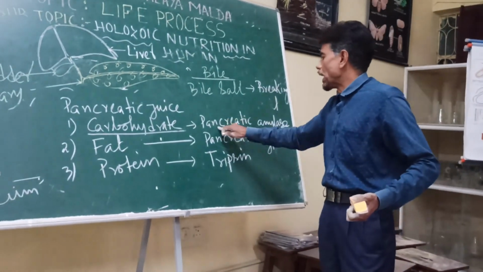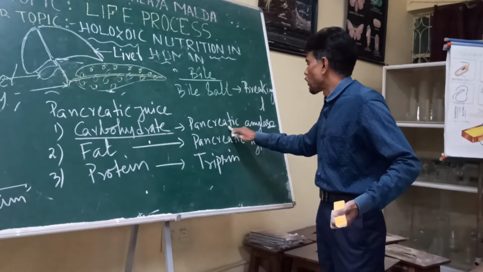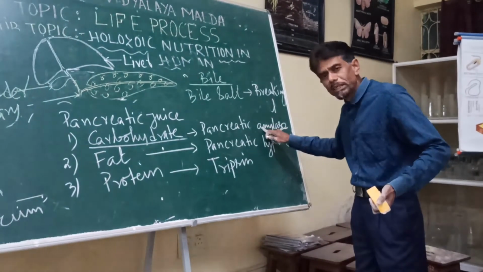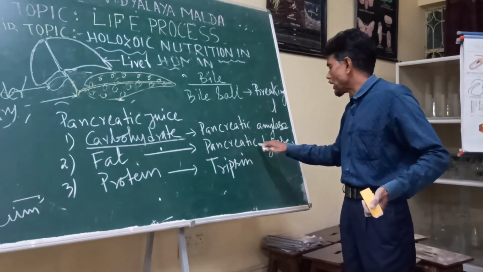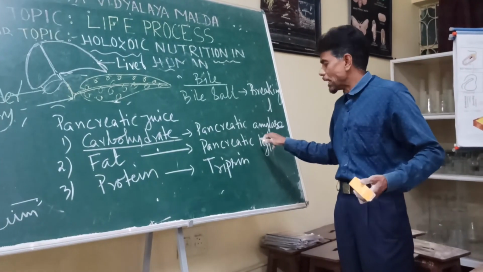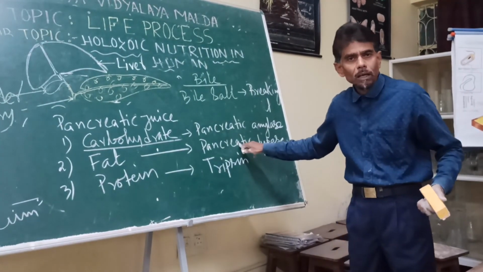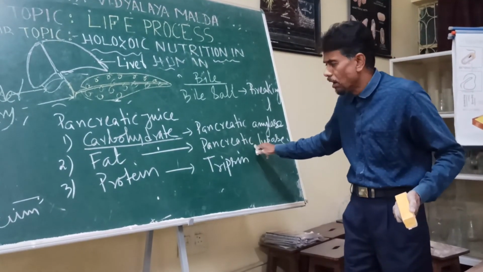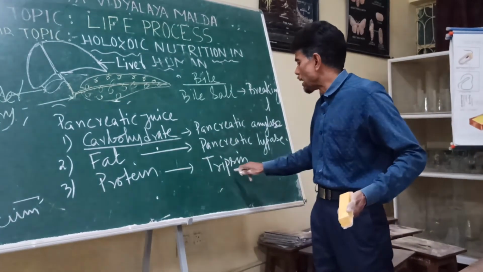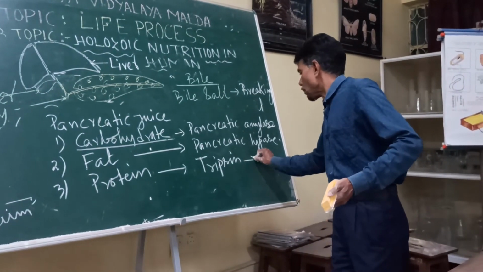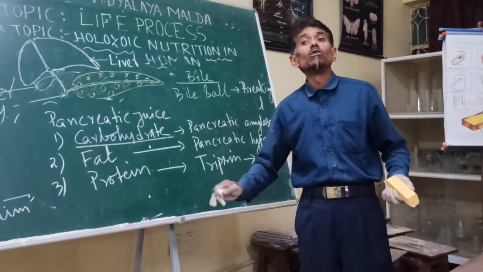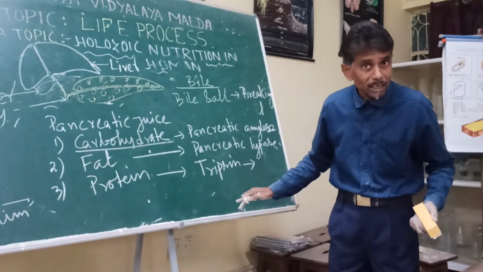So these enzymes help in the digestion of starch into maltose. Lipase helps in the digestion of fat into fatty acid and glycerol. The protein digesting enzyme trypsin helps in breaking down peptone into a simple form, peptide.